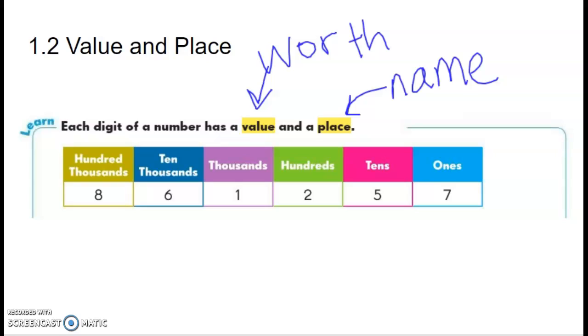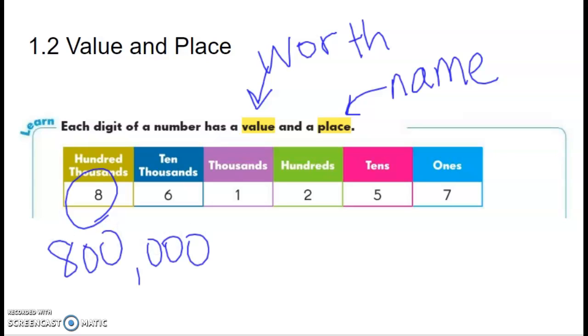Okay? So this 8 right here is in the 100,000s place, and because of that, its value is 800,000. This 2 is in the hundreds place. Its value is 200. Now, if you're not sure what its value is, think about how many zeros you need to write after it to put it in its proper place.